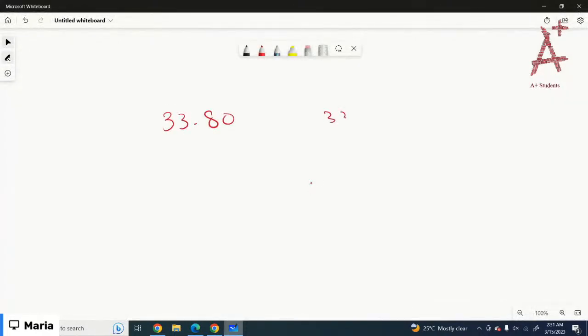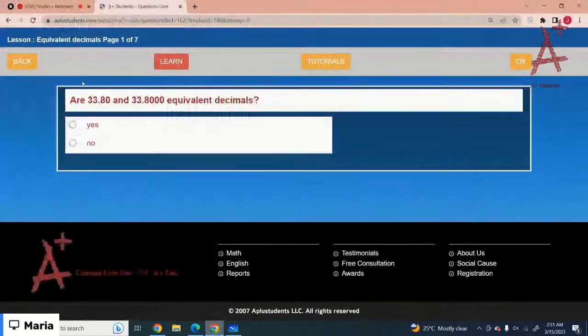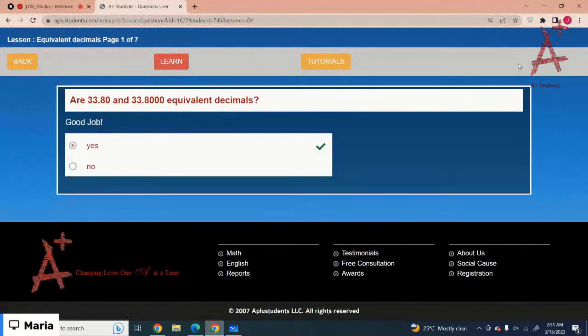33.80 and 33.8000, they are exactly equal. Either you can write no zero, or you can write 1 or 3 zeros. They all are equal. Got it? That means basically the zero right after the decimal doesn't matter. Got it? Just the zero.